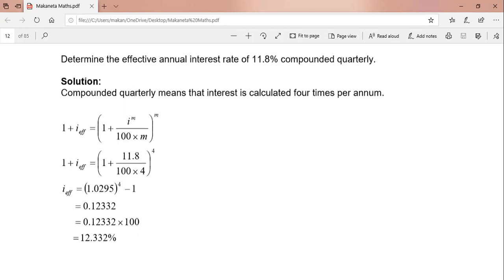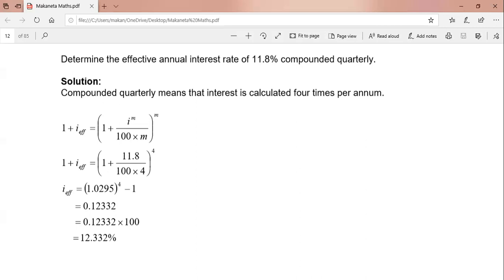Right, an example to calculate the effective interest rate is as follows. Determine the effective interest rate. In fact, determine the effective annual interest rate of 11.8% compounded quarterly. Right. In fact, the question should be: determine the effective annual interest rate if 11.8% is compounded quarterly. Now you are given two things here.